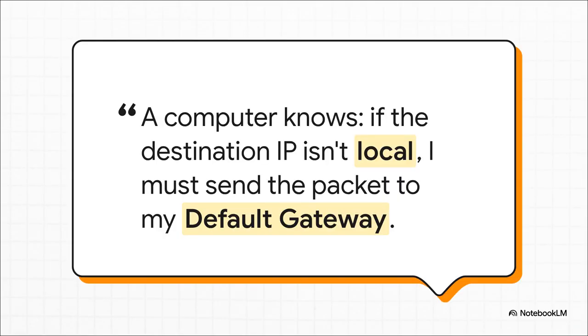So here's the really important part. Every single device on your network knows the address of something called the default gateway, and that's just a fancy name for your local router. The second your computer sees a destination IP address that it doesn't recognize as local, it doesn't even try to find it. It just hands the packet over to the router and basically says, "Here, this is for the outside world, you figure it out."